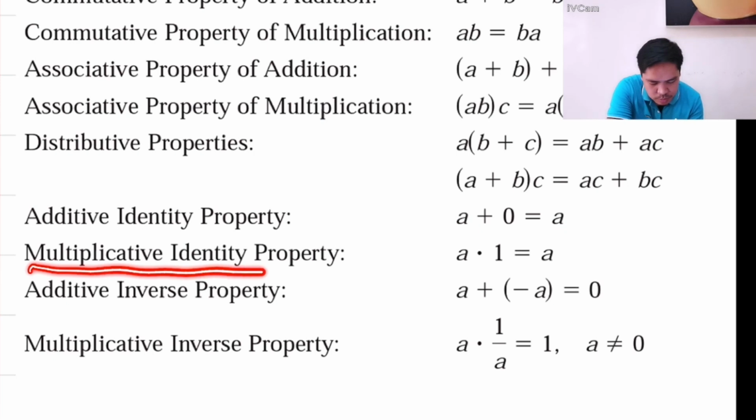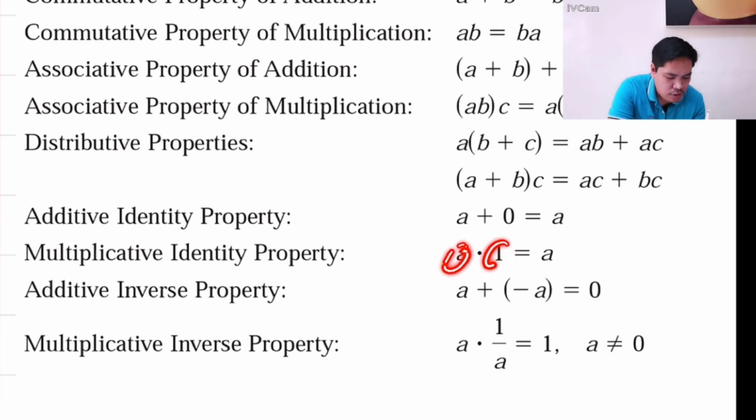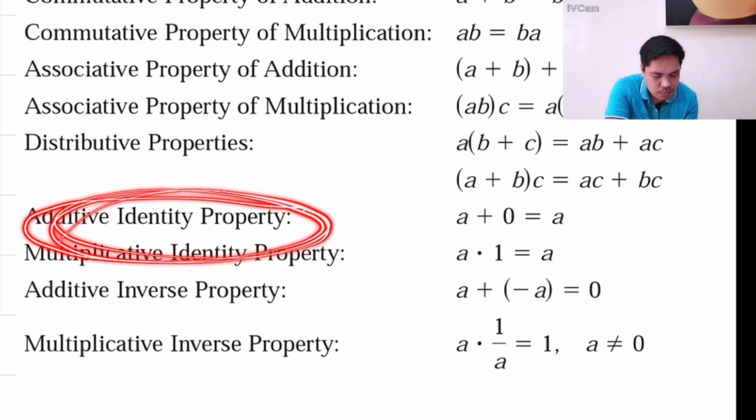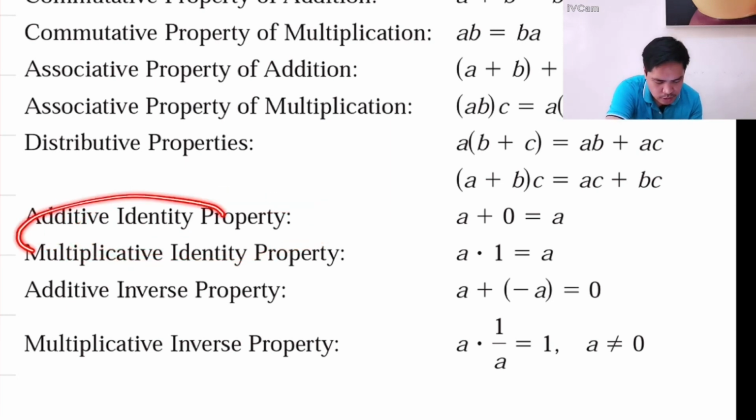How about multiplicative property? So, ganito lang. What should you multiply with A so that the result is still A? Of course, you need to multiply that by 1. So, A times 1 is A. So, that's a multiplicative property. So, again, that's for identity, ha? Multiplicative identity property and additive identity property.